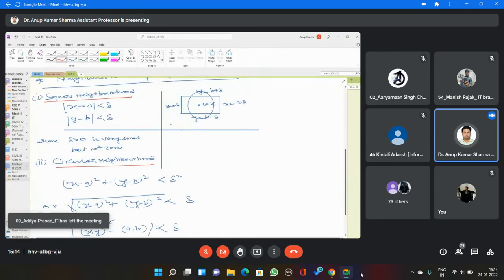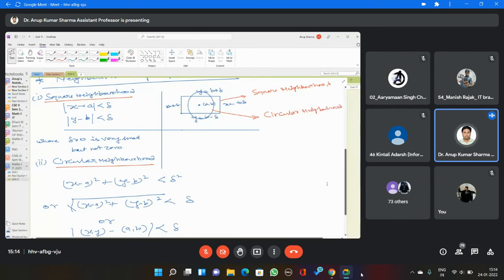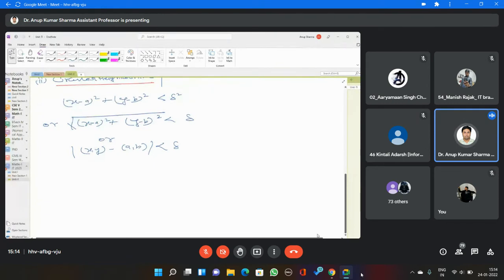I'm just representing them in the same graph. This is the square neighborhood, and this is the circular one. So I think you understand the neighborhood now. All the points near this point represent the neighborhood. Delta defines the range; the points coming inside this circle are called the circular neighborhood, and similarly the square neighborhood.